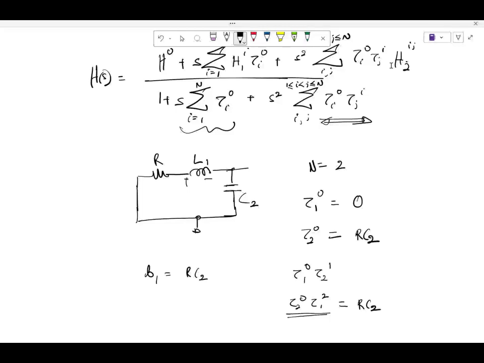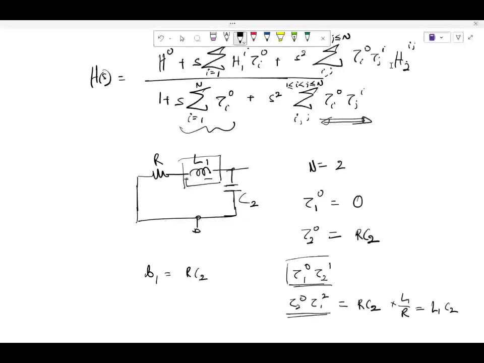We are bothered with the time constant associated with this element when everything else is set to infinity, right? So C2 is set to infinity, which means short circuited, which means your time constant tau 1, 2, or tau 1 superscript 2, will be L1 by R. So this becomes L1 C2, correct? So I should get the same thing if I use this also, right? I can do either in principle.